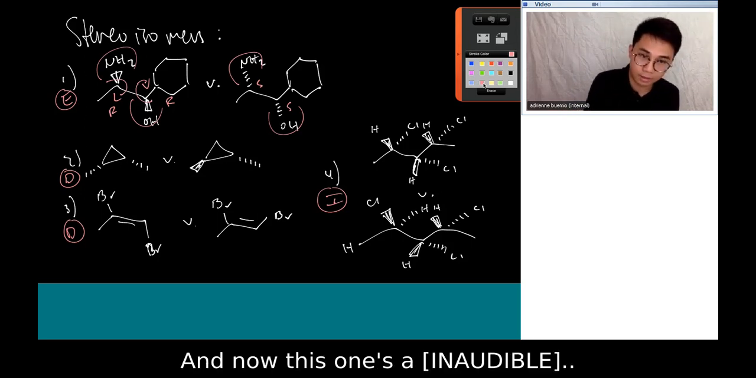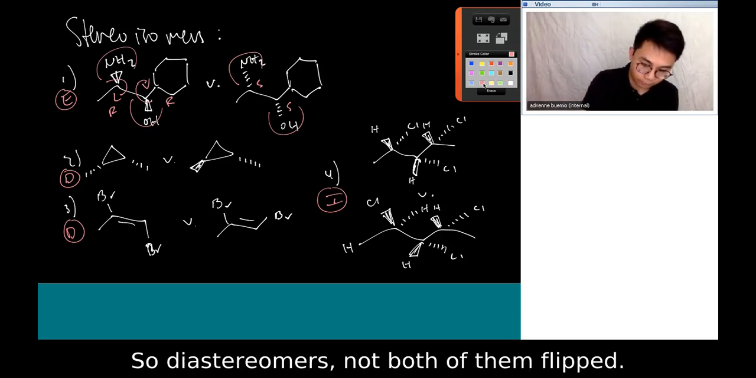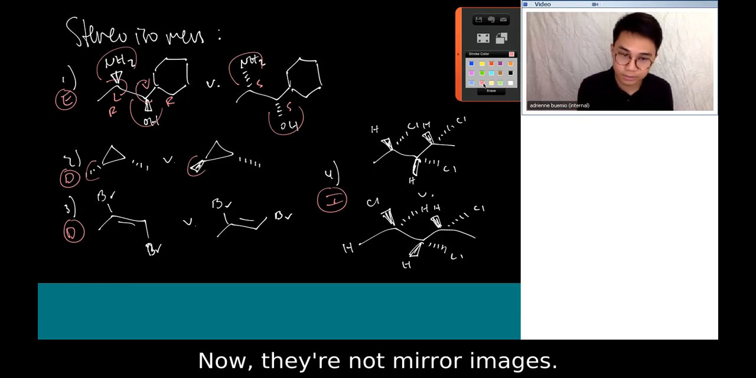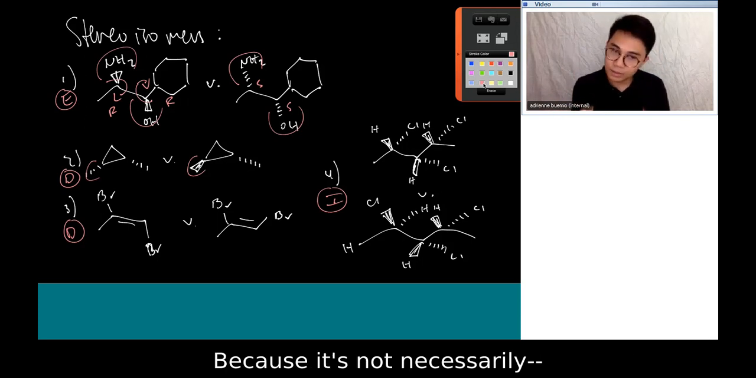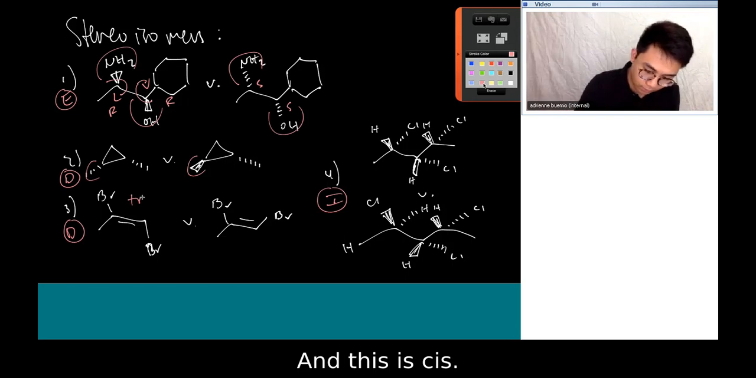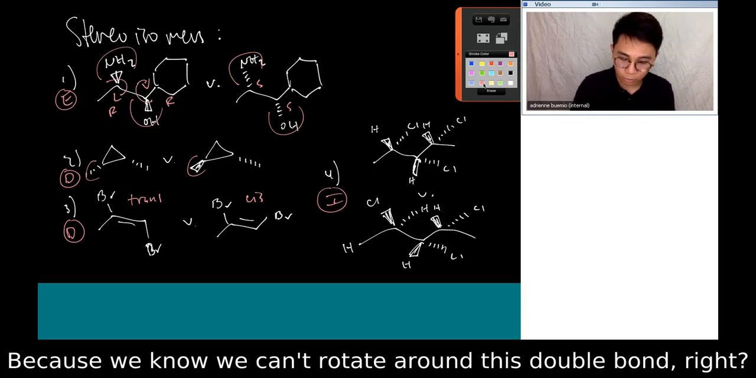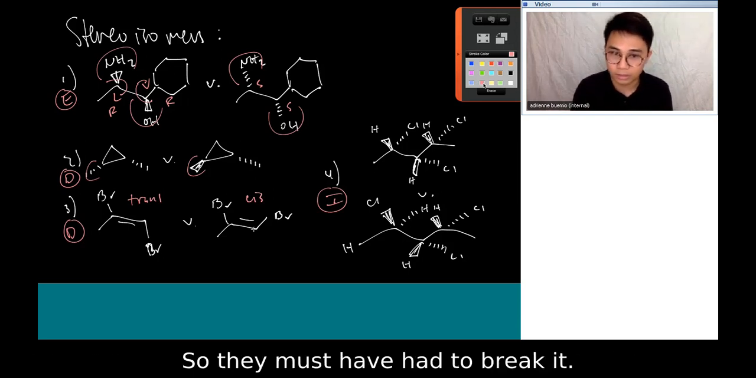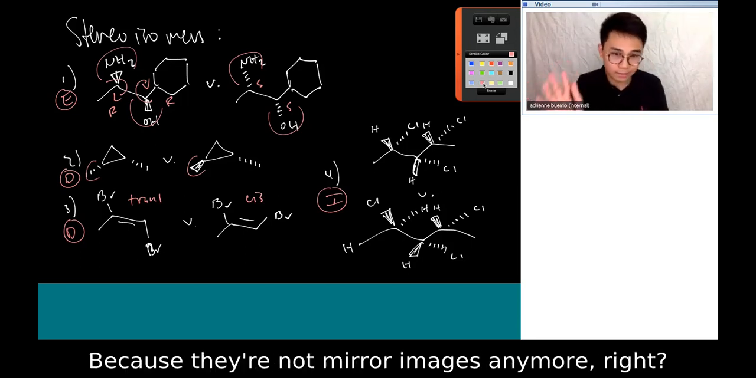And now this one, the diastereomers, only one of them changed, right? Not both of them flip. They're not mirror images. This one is a good one because, I guess we can do this, this is trans and this is cis. Things like this are automatically diastereomers because we know we can't rotate around this double bond, right? So they must have had to break it. If you broke it, that's a diastereomer because they're not mirror images anymore, right?